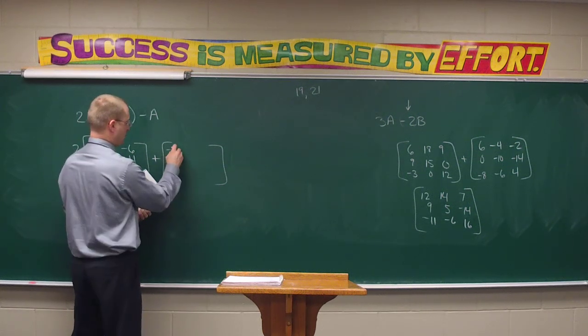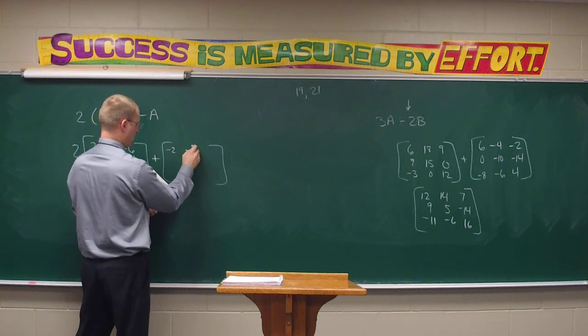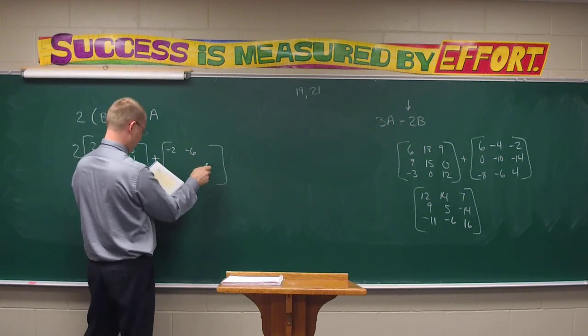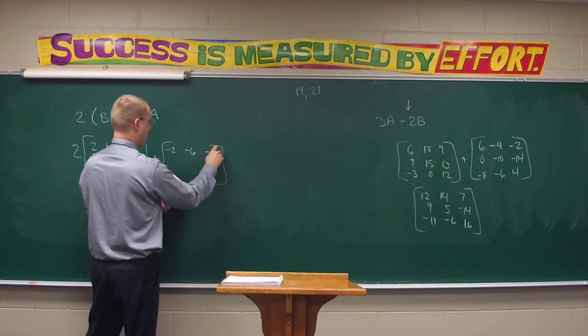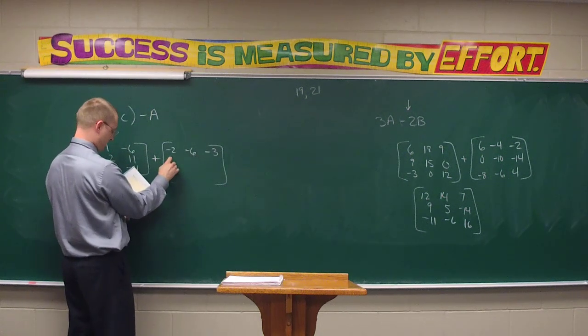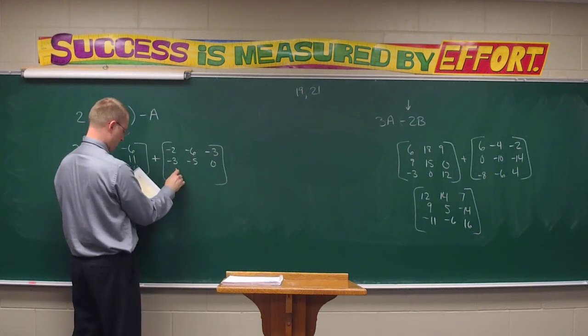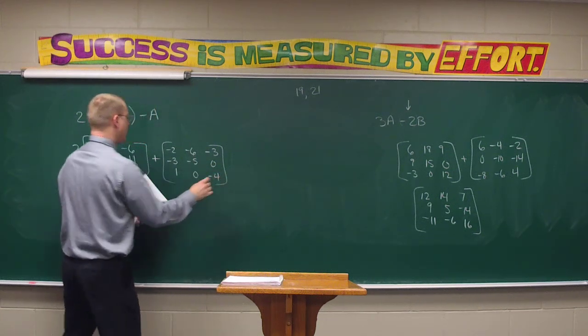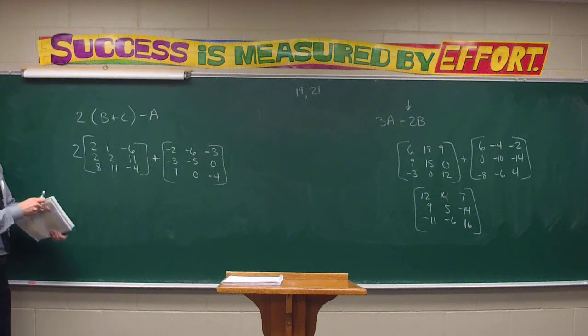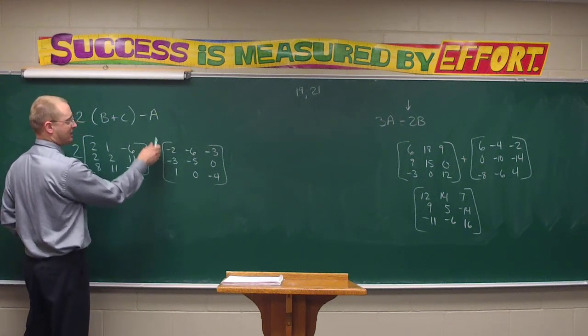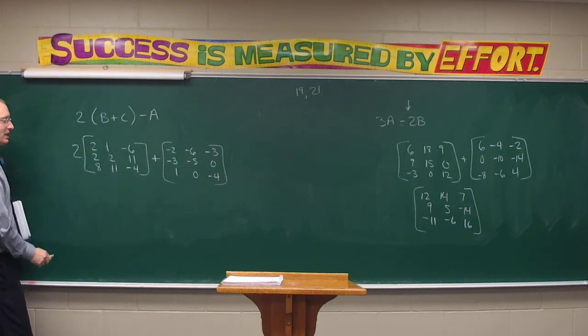Negative 2, negative 8, 6, negative 6. 3, negative 3, negative 3. We're doing the inverse here. Negative 3, negative 5, 0, positive 1, 0, negative 3. There we go. So I added b plus c, and I went ahead and took the liberty of changing it to a positive inverse here, adding an inverse.